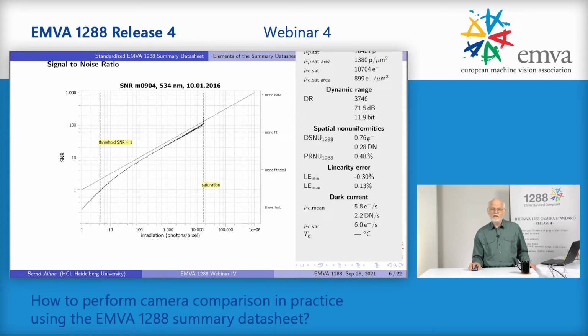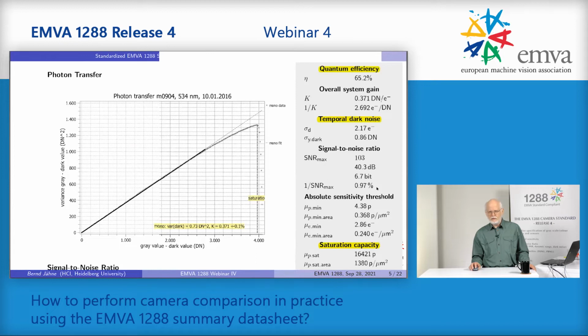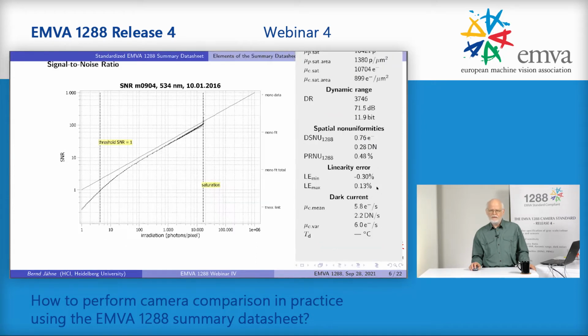So in close to dark images, or very little light, the system is really dominated by the temporal dark noise, and not the DSNU. For the PRNU, which is the question of how many percent change the sensitivity of the pixels, that is about 0.5%. And if you compare that with the 1 over SNR, that's about 1%. So you can see that the PRNU is a little bit larger, but still not dominating.